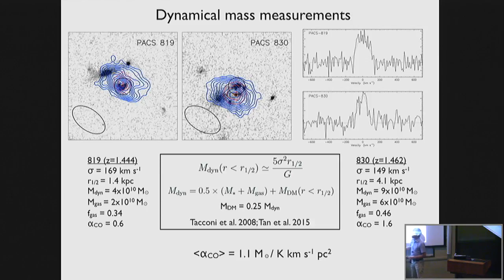Since we had 1 arcsecond resolution, we can take the velocity of the line profile, okay? And the reason why we want to do this is we can get a dynamical mass, and then we can remove a dark matter component that we have to assume is a quarter of the dynamical mass. So this is just very rough.